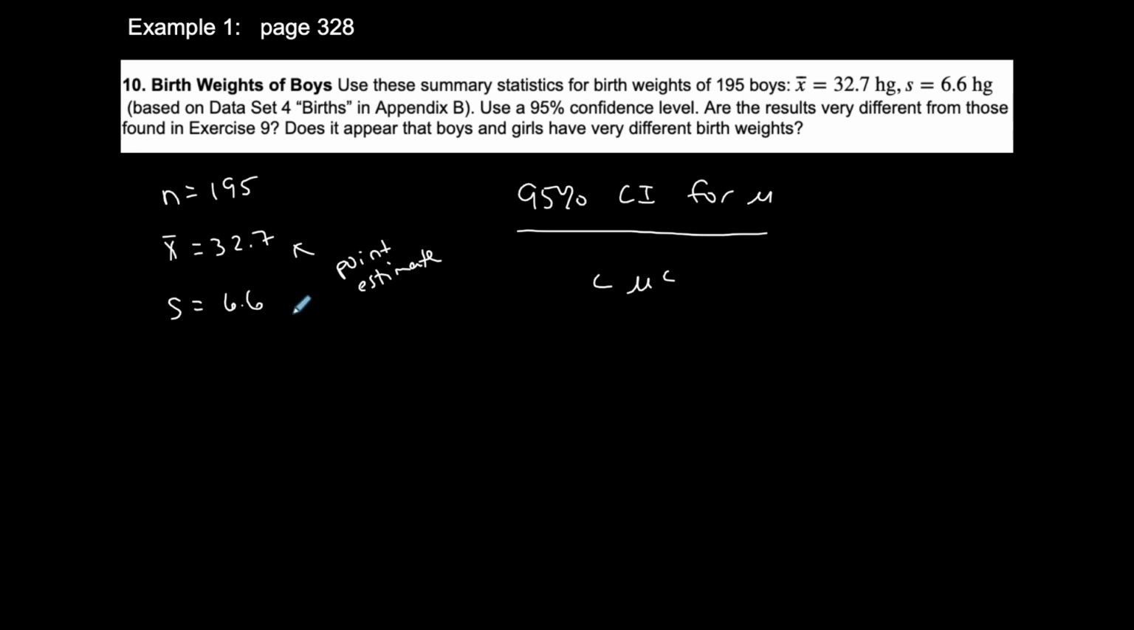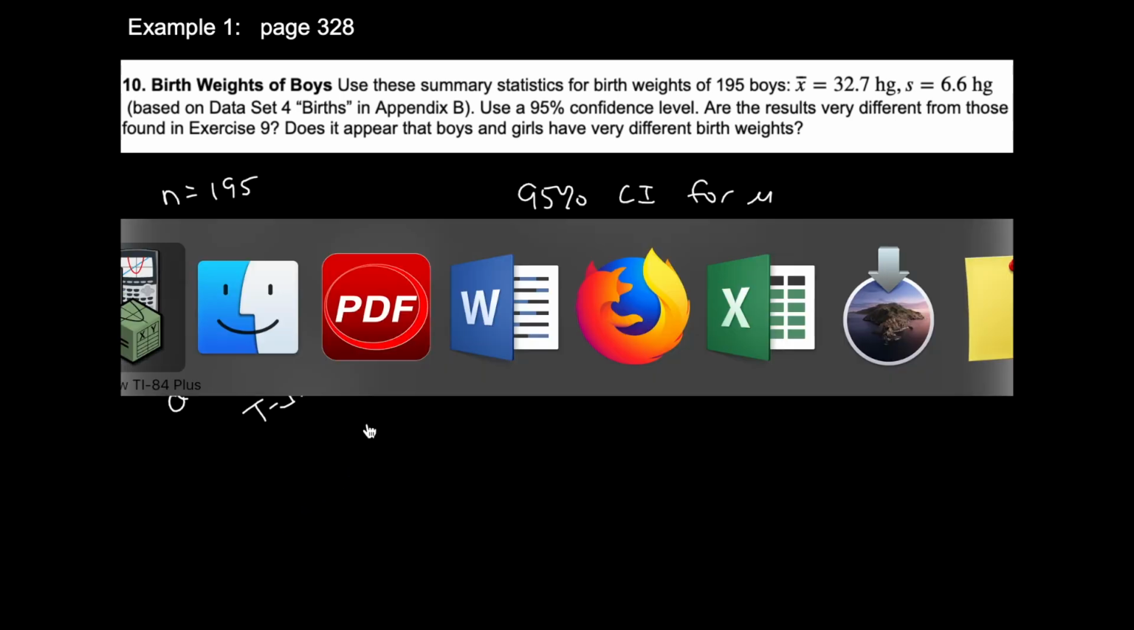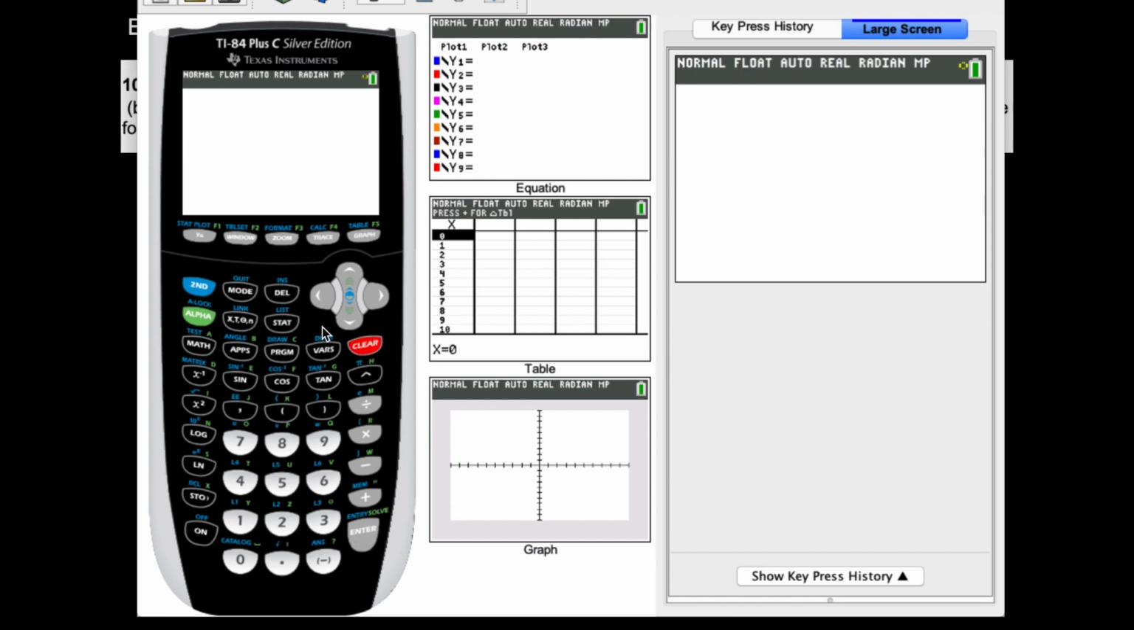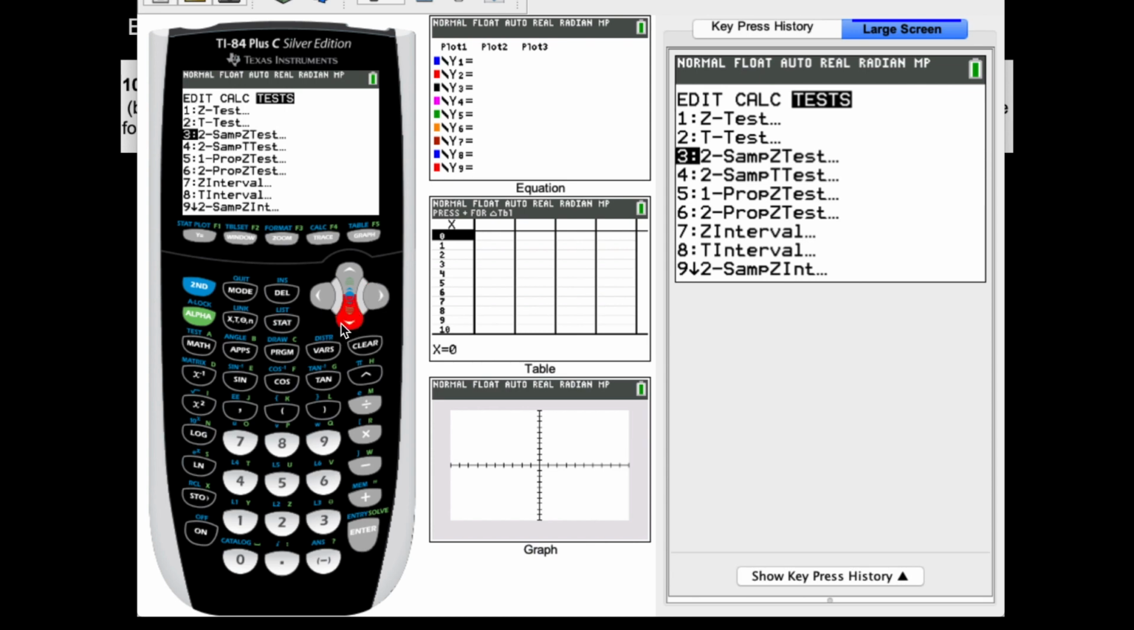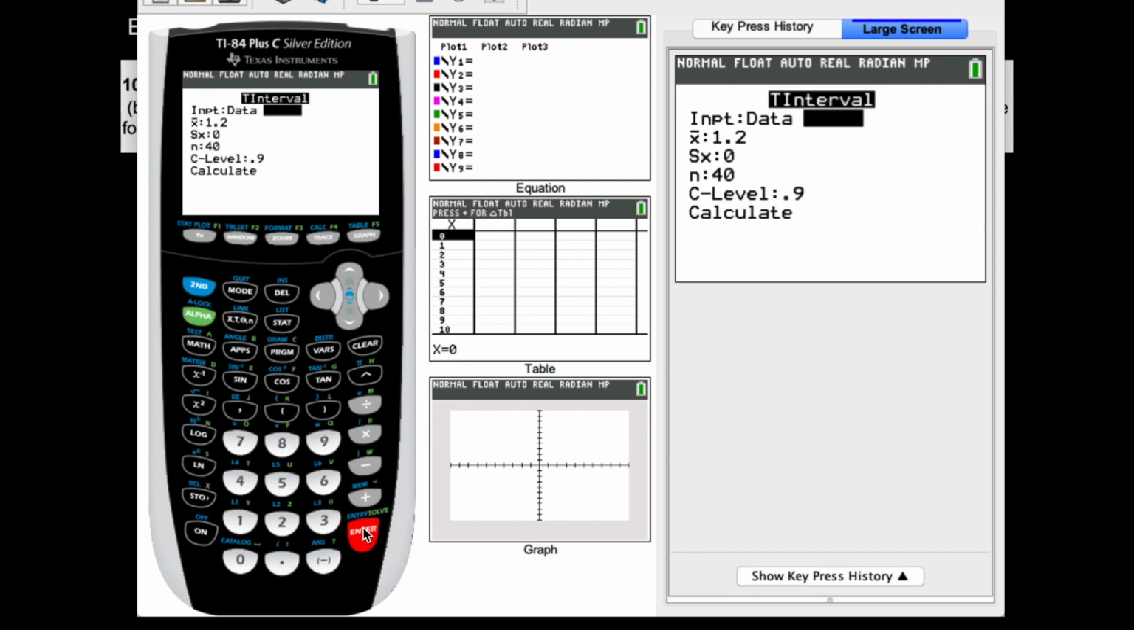First of all, if it's a confidence interval for mu, I have to consider whether or not sigma is known or unknown. Because I'm given S instead of sigma, sigma is unknown, and that tells me I'm going to use t interval instead of z interval. Now when I go to my graphing calculator, let's clear this out. I'm going to go to stat, over to tests. Z interval is number 7, but we don't want that. We want t interval, which is right underneath that. So again, be very careful which one you use.